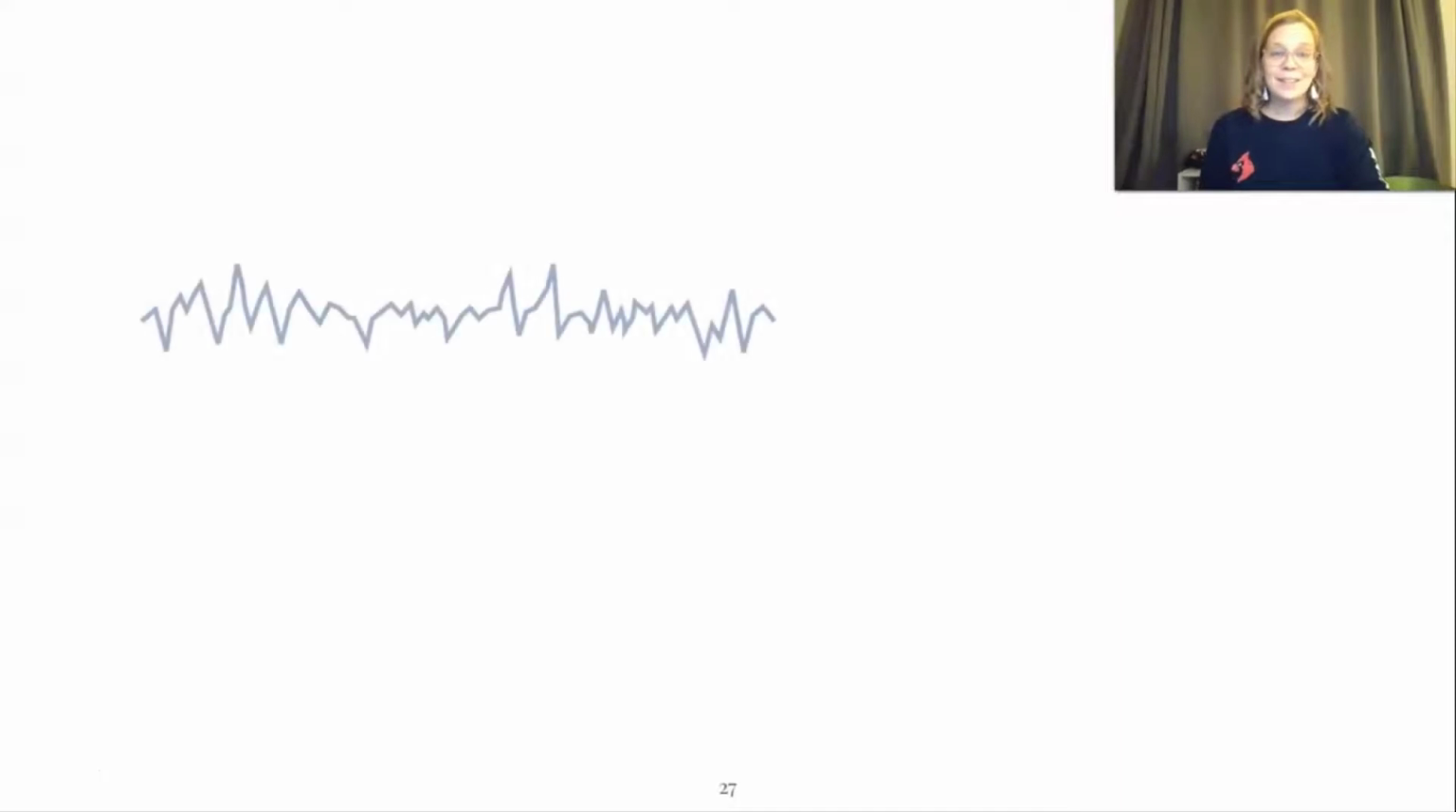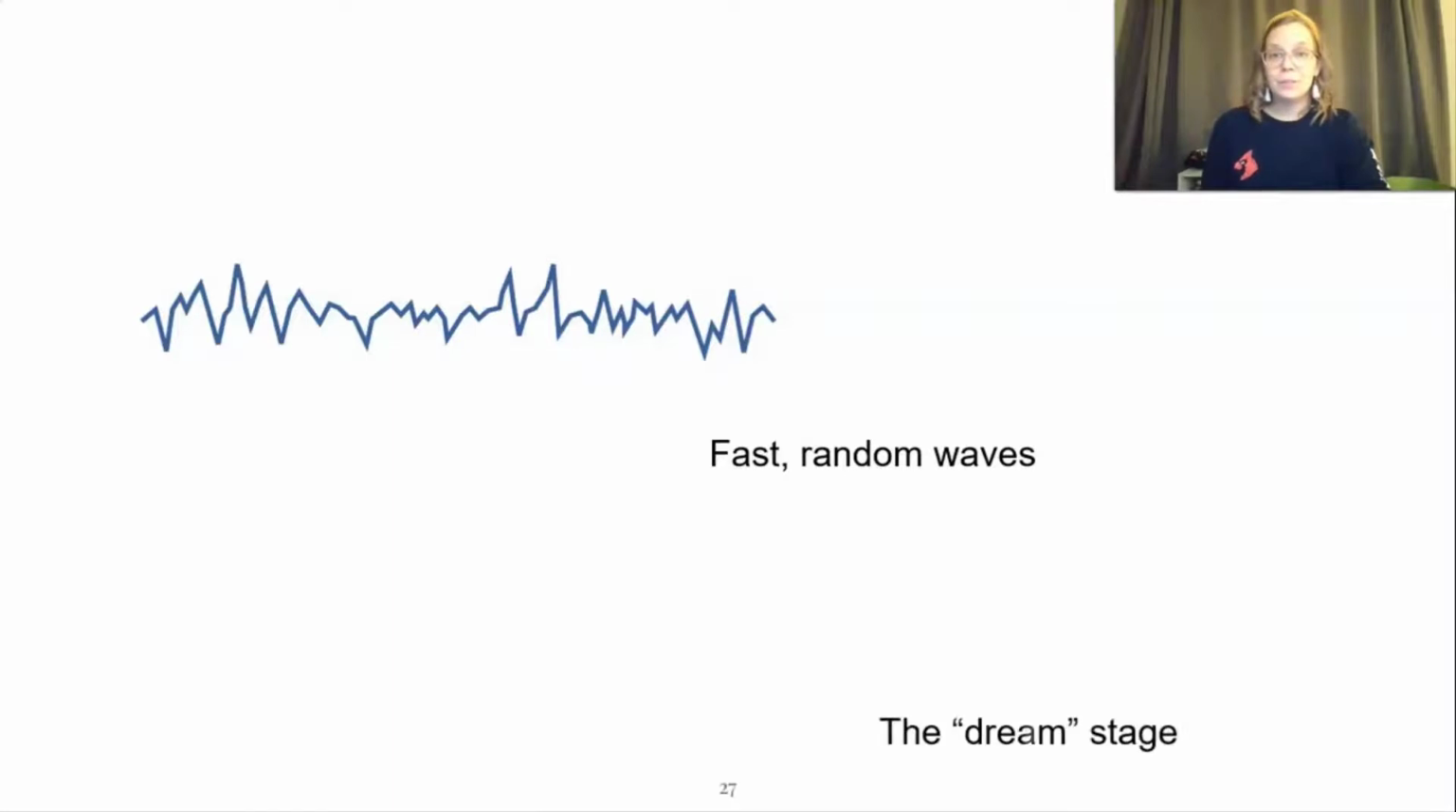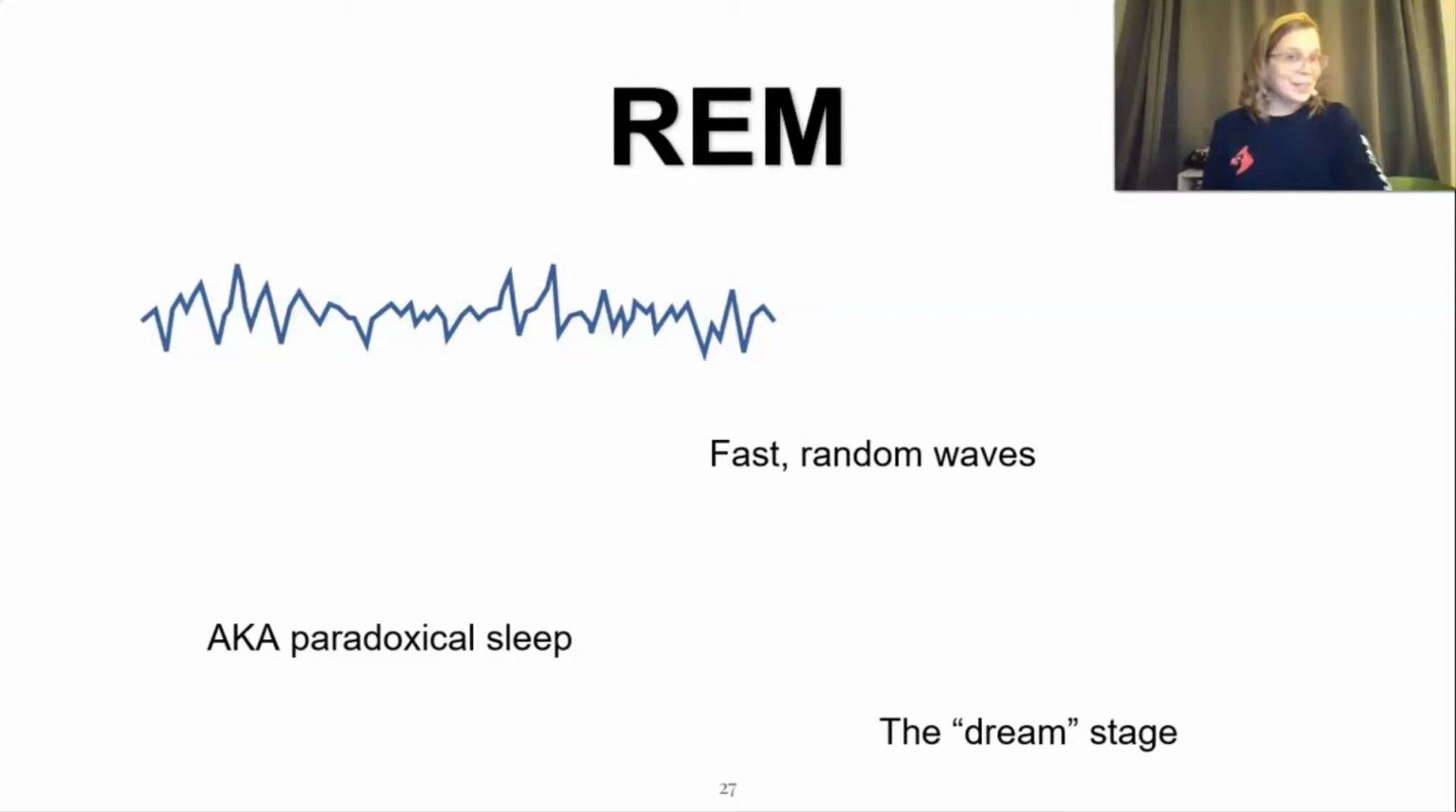All right, next. This stage of sleep shows up on an EEG like this, with fast random waves. This is the stage of sleep when you dream. It's also called paradoxical sleep. That's right, it's REM.